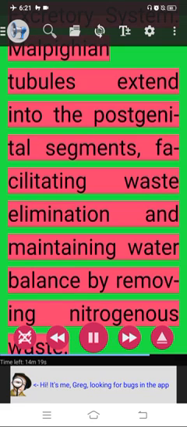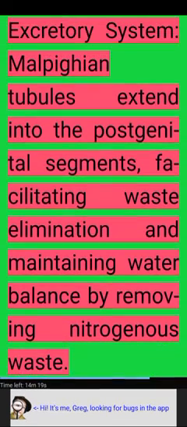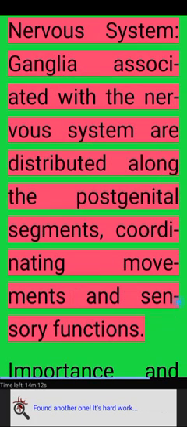Excretory system. Malpighian tubules extend into the postgenital segments, facilitating waste elimination and maintaining water balance by removing nitrogenous waste. Nervous system. Ganglia associated with the nervous system are distributed along the postgenital segments, coordinating movements and sensory functions.